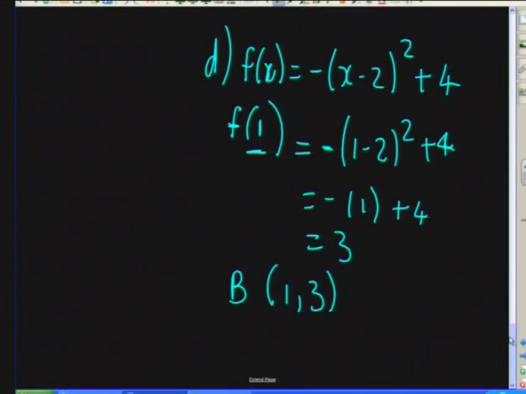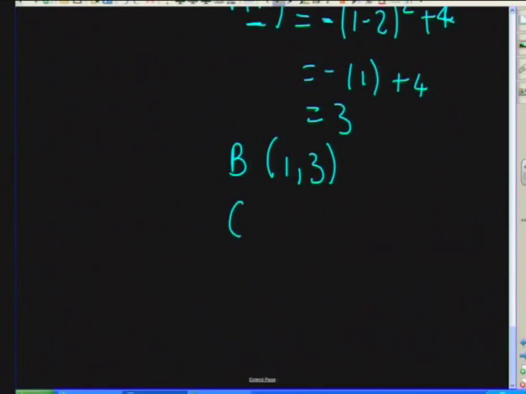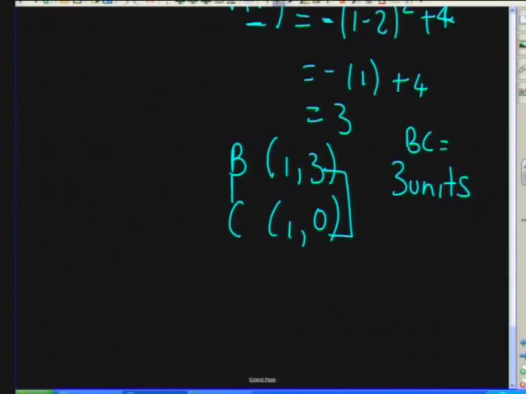And all we're interested in, because remember we're looking at a vertical distance, so all I want to do, if I want the distance from B to C, is look at the distance between the y values. So I'm going to subtract the coordinates. 3 minus 0 is going to give me 3 units. So therefore, the distance BC is equal to 3 units.